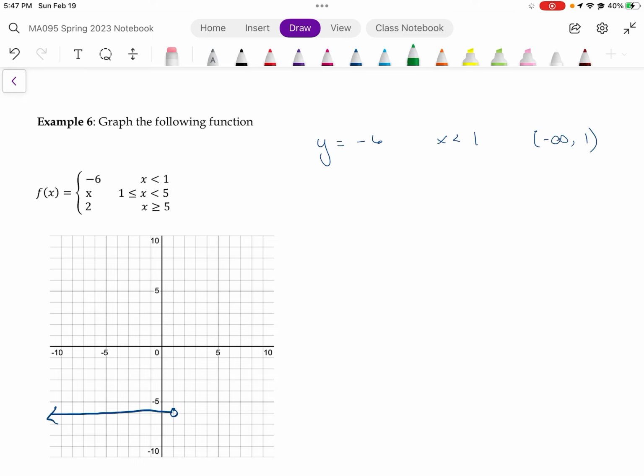All right, so then I'm going to jump down to the last one, y equals 2, when x is greater than or equal to 5. So that's going to be a closed circle. This one up here was an open circle.